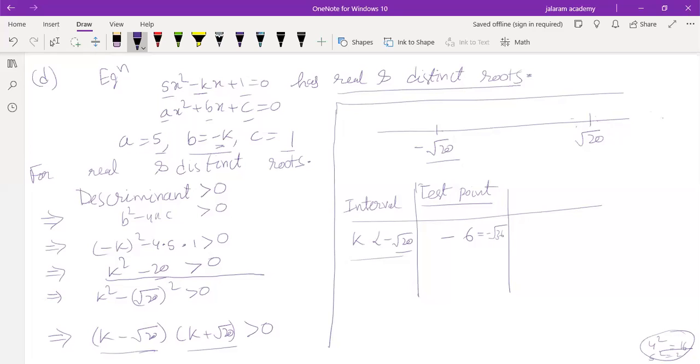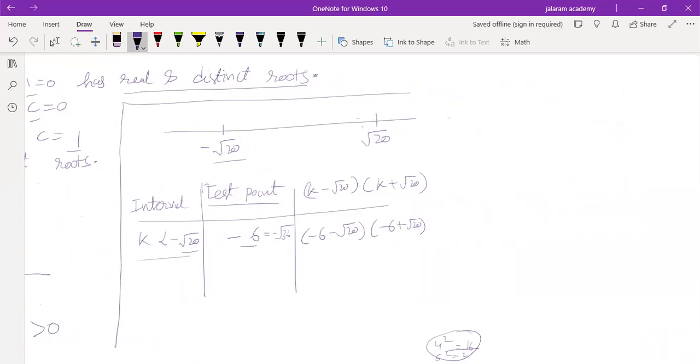And if we put it in this equation, (k minus root 20) into (k plus root 20), to check whether its value is positive or negative. In place of k, if we write minus 6, it is (minus 6 minus root 20) into (minus 6 plus root 20). In the first bracket minus is common, so taking minus common, 6 plus root 20. In the second bracket also minus common, so 6 minus root 20. Now this minus into minus is plus.